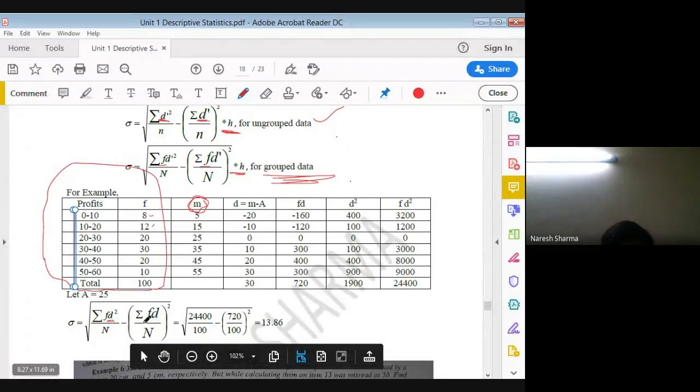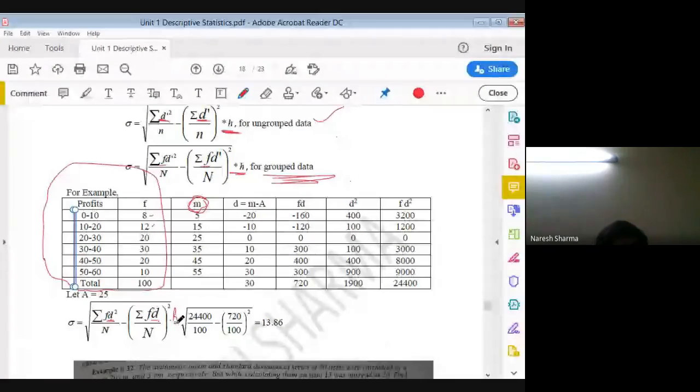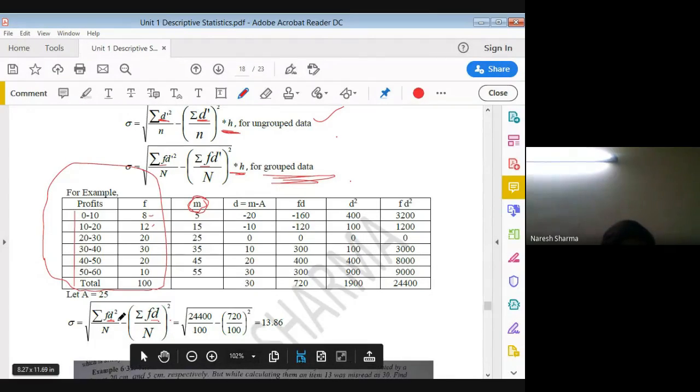Similarly, summation f into m divided by n completes. Okay, you can use this one. You may write here d, it's your choice. You may write here d dash, and in case of d dash, we require to multiply by h. So it's totally your choice. All are the same, all give you a similar result, almost the same. So here I'm using this with a d, with the d meaning with assumed mean.